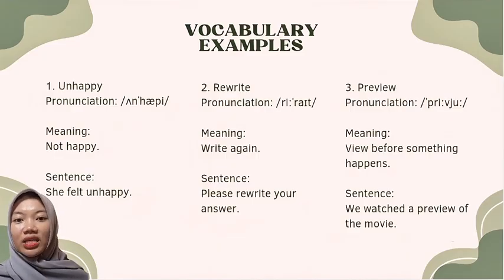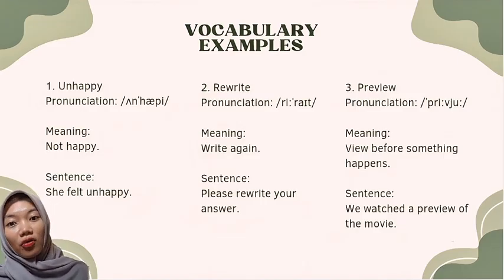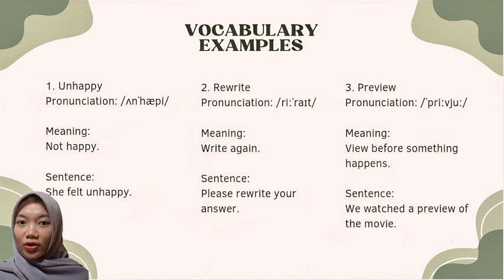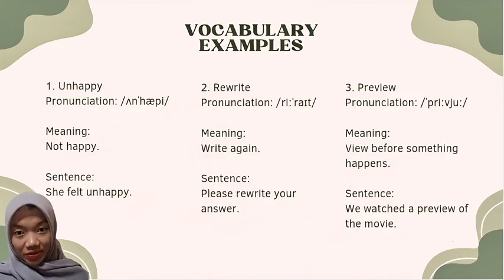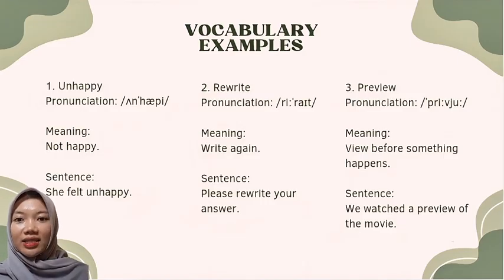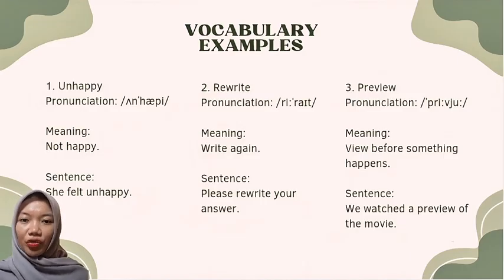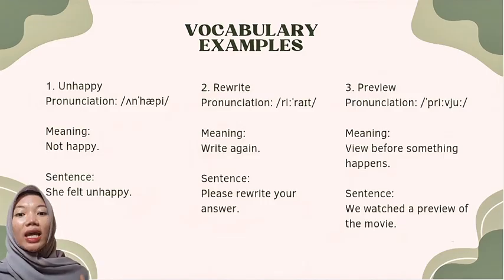The third example is preview. The pronunciation is preview. The prefix is pre, which means before. Therefore, preview means seeing something before it officially happens or appears. The example sentence is, we watch a preview of the movie. This means they watch part of the movie before its official release. So, prefixes are useful because they help us understand how the meaning of a word changes.